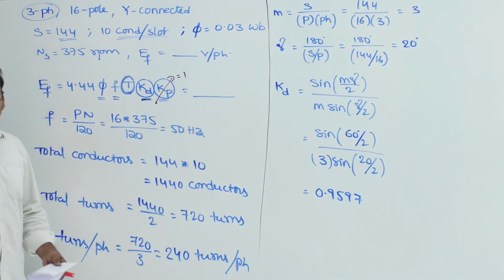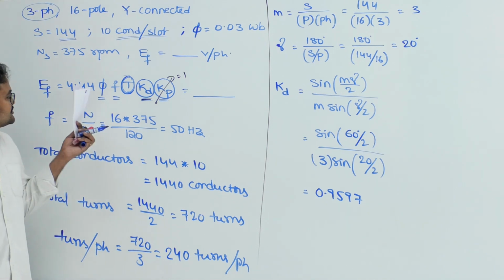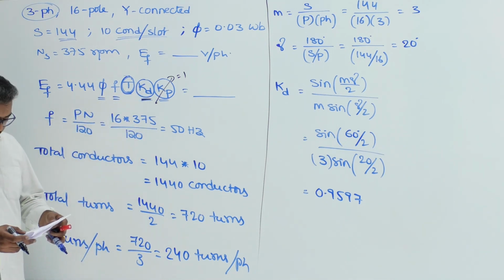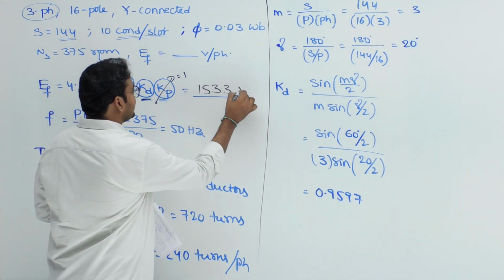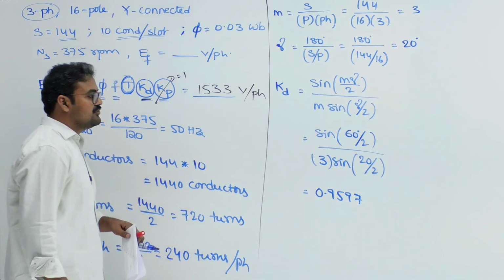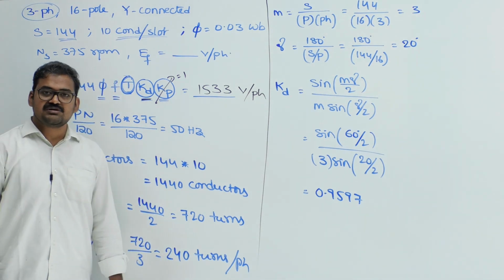When you know distribution factor, substitute here, you will get the value of voltage per phase. I am leaving that final calculation for you. Substitute and find out the value of voltage per phase. The answer should be approximately 1533 volt. Substitute and get the answer. Alright, simple question.